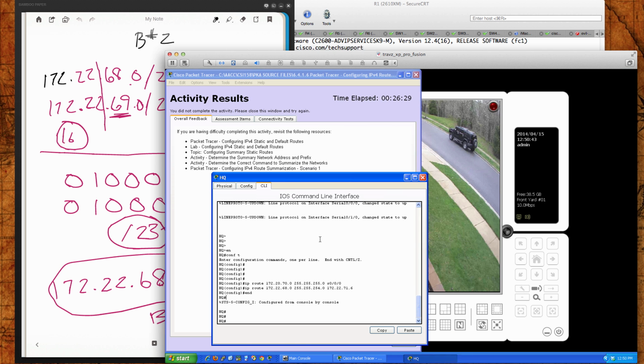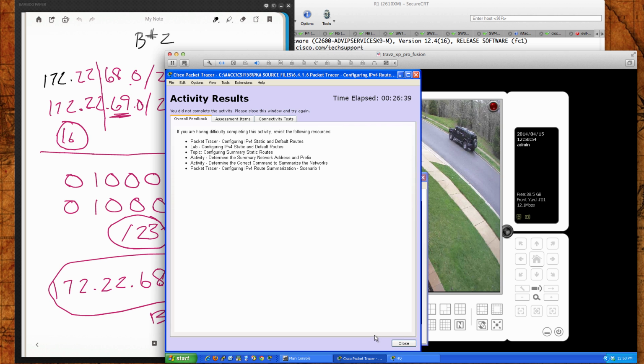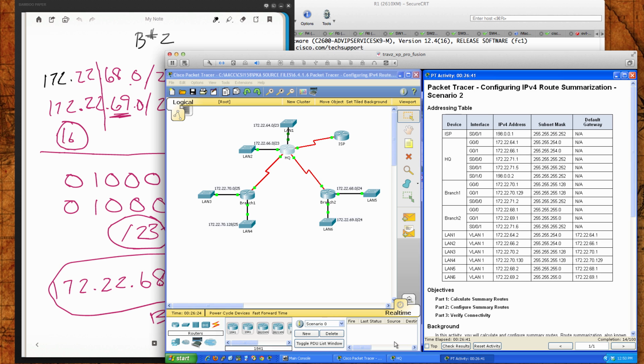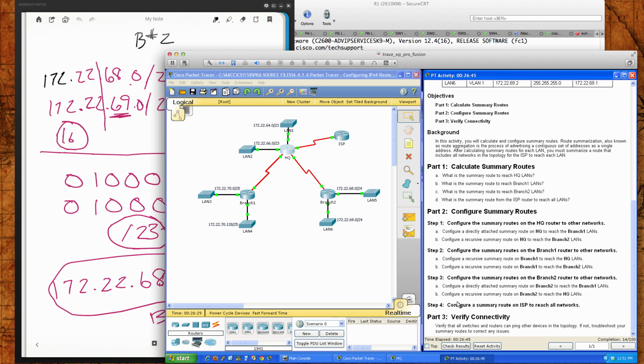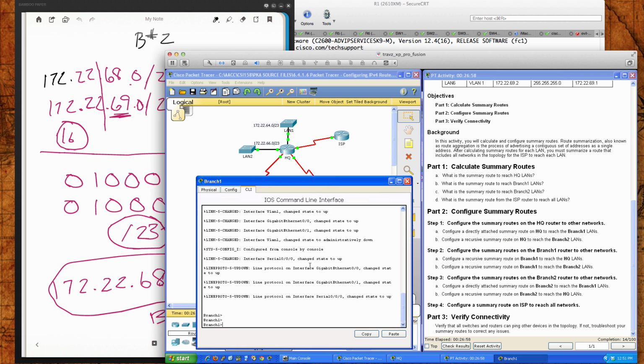If I were to do check results right now and take a look at my assessment items, you can see that the route 0 is incorrect. So we know that something's wrong there, and we'll come back to that guy here in a second. Okay, so the next step is configure the summary routes on the branch 1 router to other networks. And so we're going to configure a recursive summary on branch 1 over to the other network.